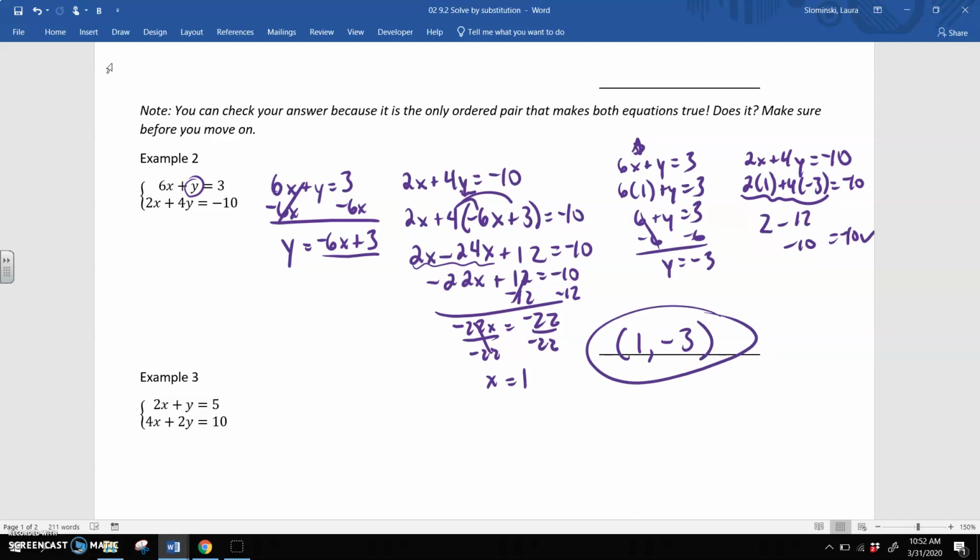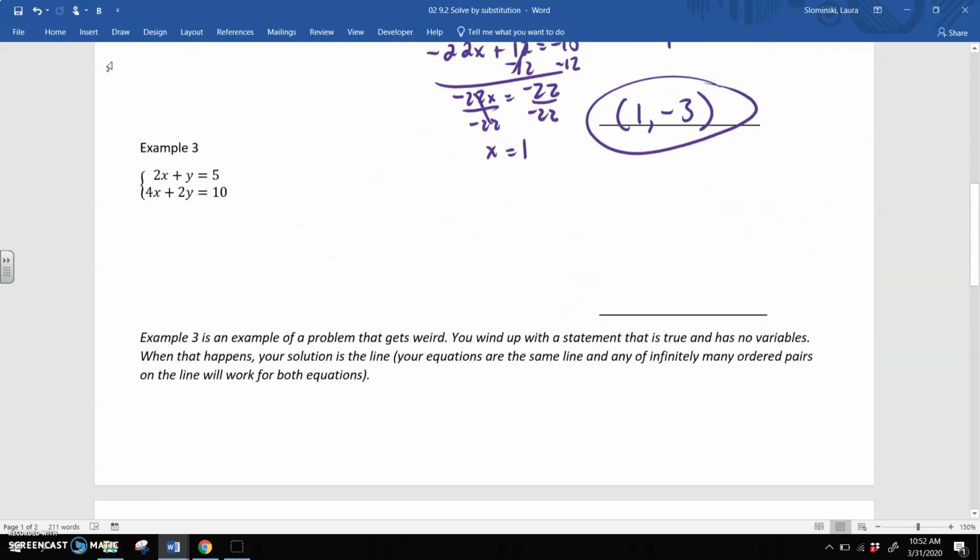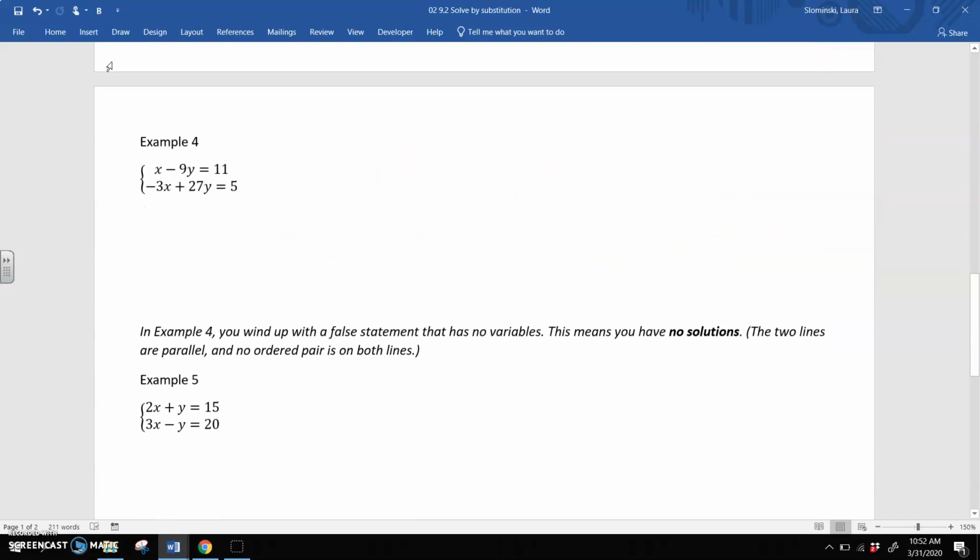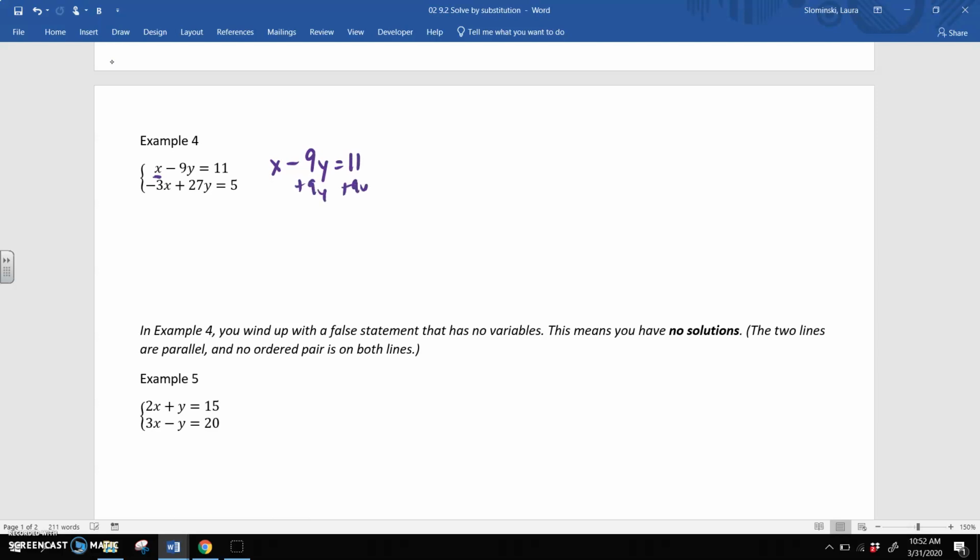Okay, the next example that was not done in the video was the backside, number 4. So again, I look at the two equations and I pick the one that's easiest to solve for, and I see the top equation has an x by itself. So I choose the top equation, x minus 9y equals 11. I add 9y to both sides. I get x equals 9y plus 11.